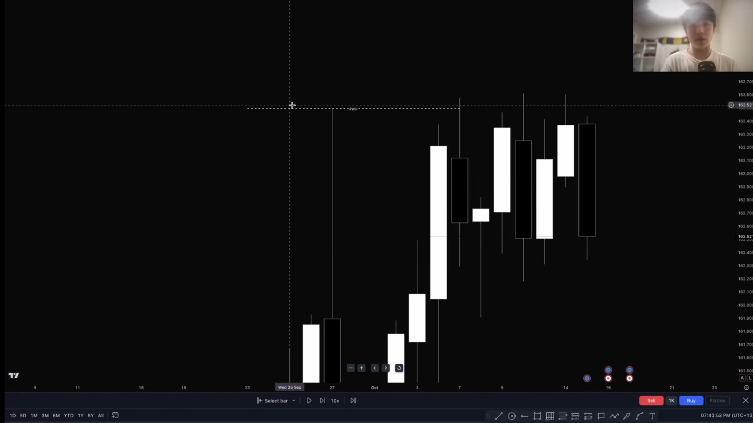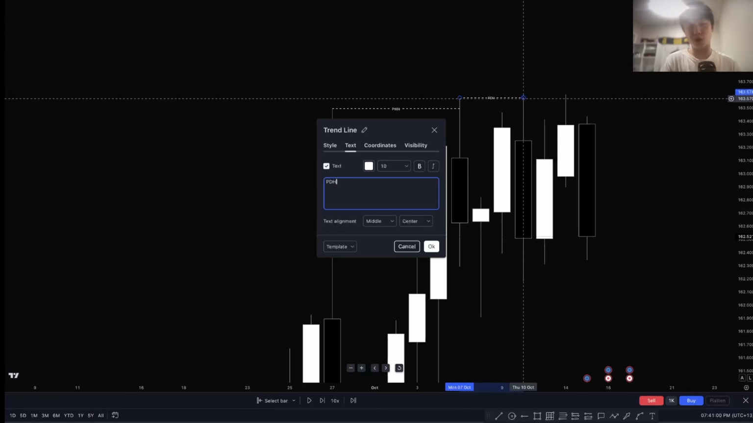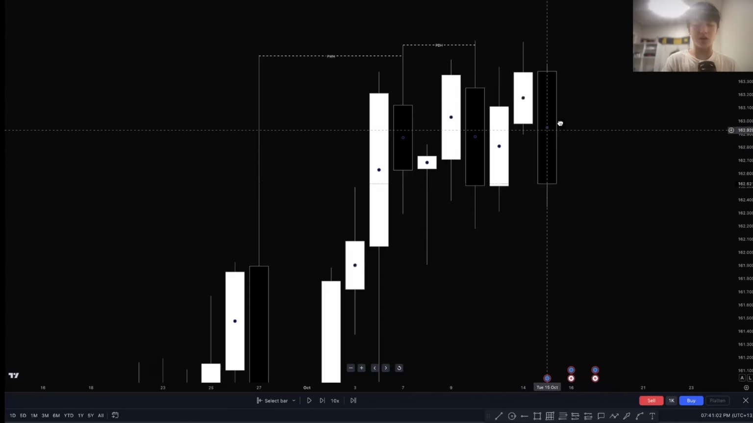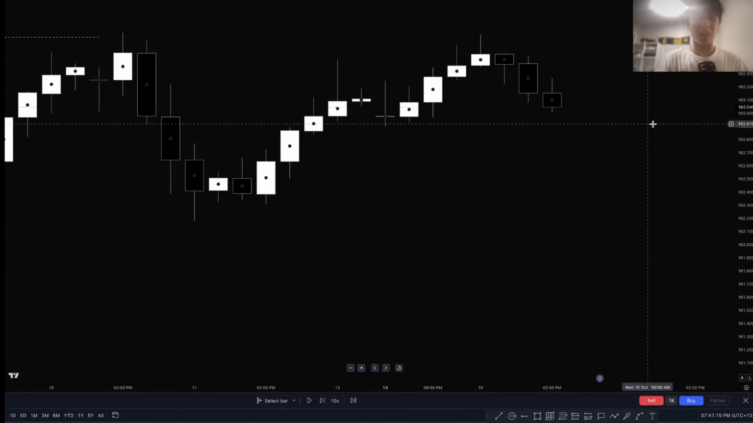On the daily, we didn't have too much, except for the fact that we took out these previous daily highs right here. But we low-key have been consolidating inside of this range. So, yeah, my daily and my weekly bias wasn't too clear that we're going bearish, except for the fact that we had liquidity.